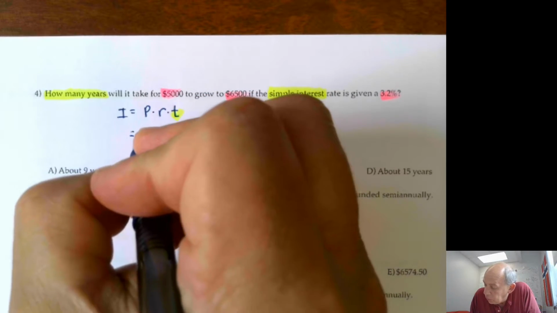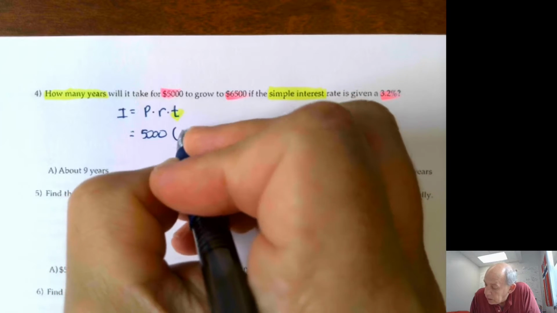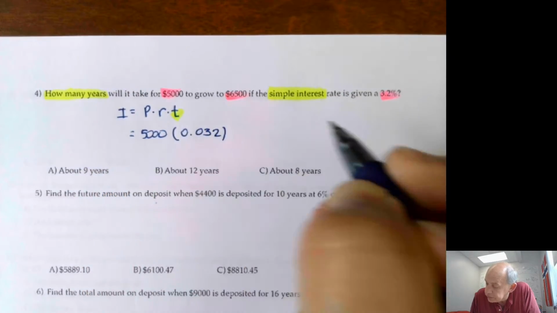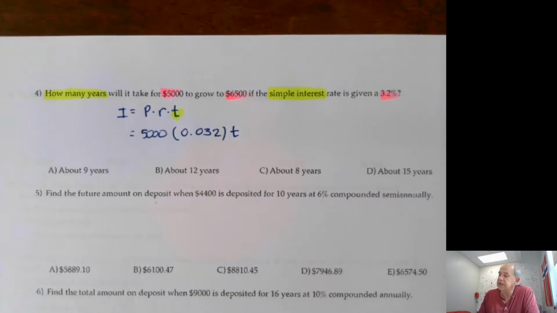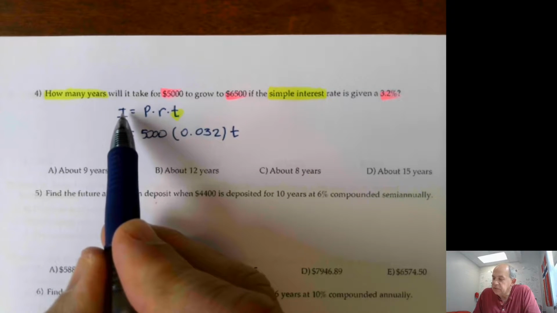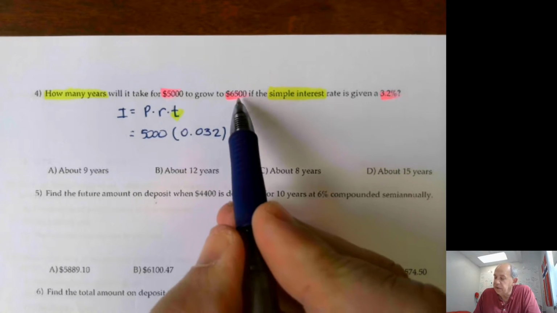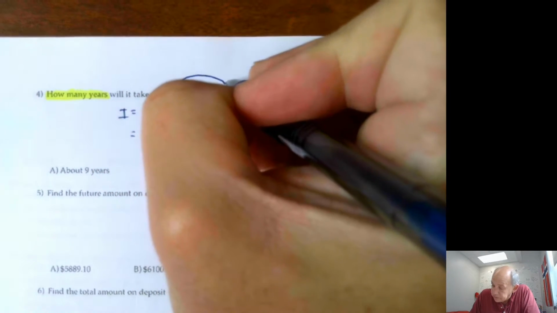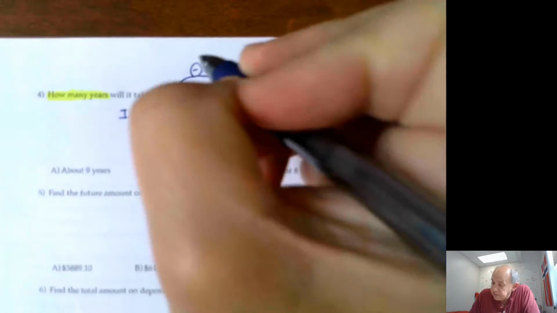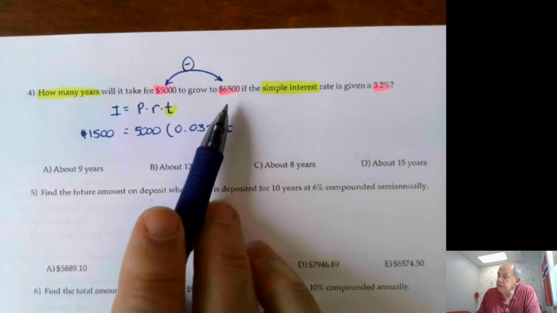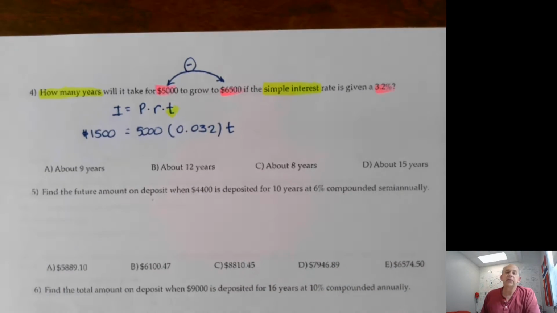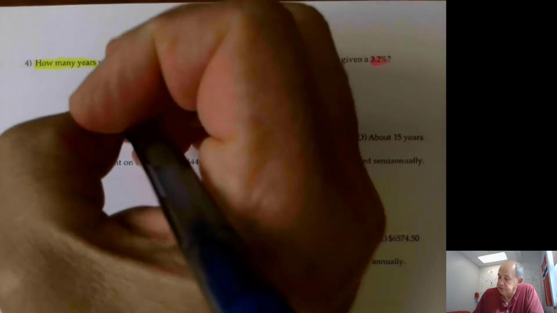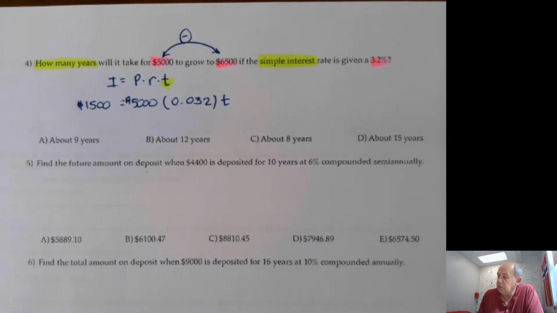So I'm starting out with $5,000. My interest rate is 0.032, and my t time is what I'm solving for. Now here's where everybody has a hard time with this problem. The amount of interest that I earn is not 6,500. That's the total amount. I would have to subtract those two values, and I would earn 6,500 minus $5,000, $1,500 of free money. So this is an Algebra 1 problem.